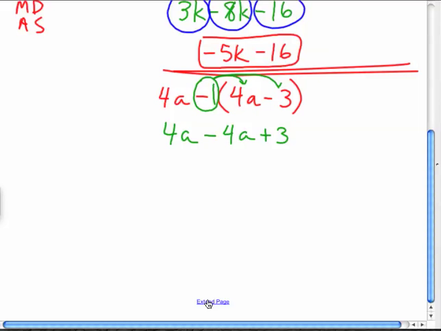Look at that. Sometimes it's nice. I've got that term and that term. They're like terms, but they just cancel out. 4a minus 4a is 0, so I don't even need to write that down. I can, though. I'll write 0 plus 3, and then I simplify that and get 3.